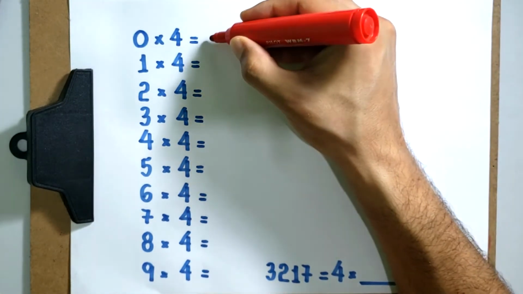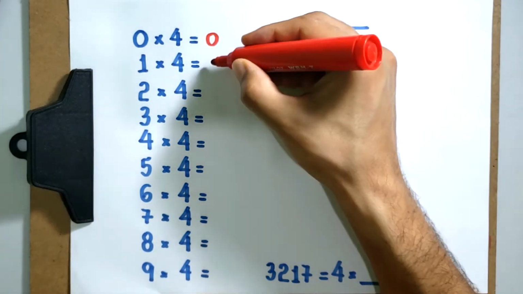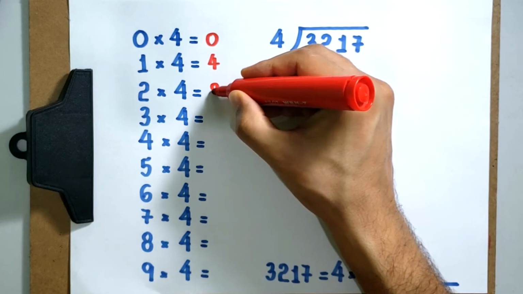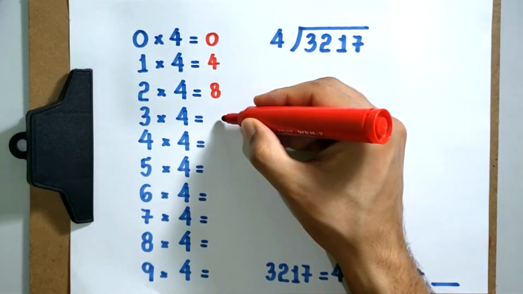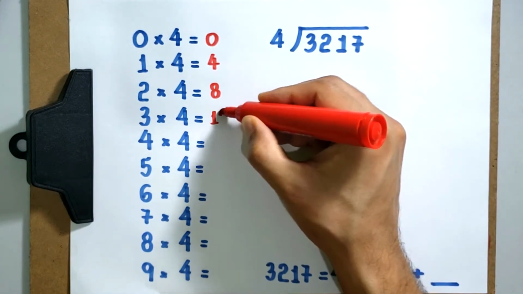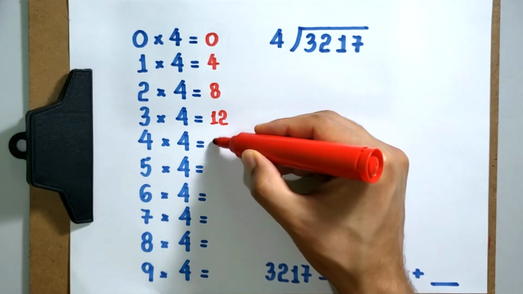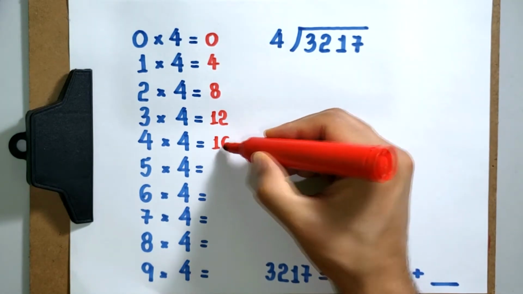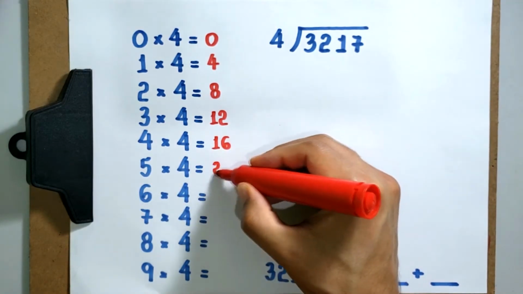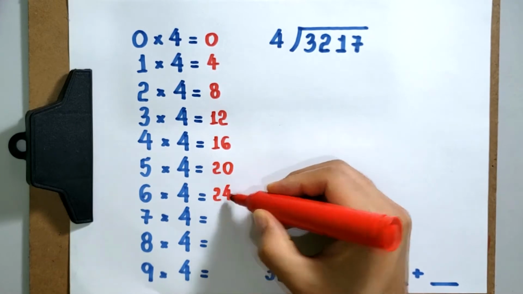0 times 4 equals 0, because it's 4 not even ones. 1 times 4 equals 4, that's right, and 2 times 4 equals 8, and we continue by adding 4 each time. So 8 plus 4 equals 12, that means that 3 times 4 equals 12. If I add 4 more, I will find 16, the result of 4 times 4. Well, 5 times 4 equals 20. And 6 times 4 equals 24, and we continue like that.